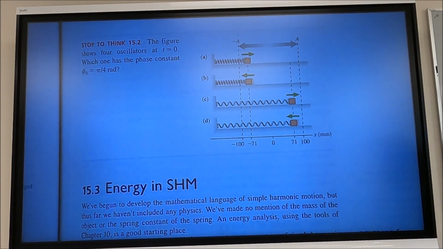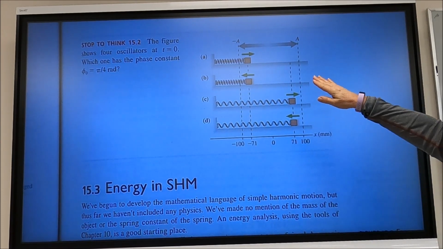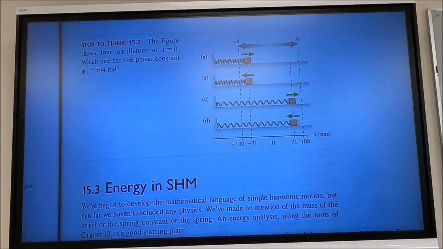I don't have to do any calculations. I just have to know something about what the phase constants mean. All right, guys, let's move on.